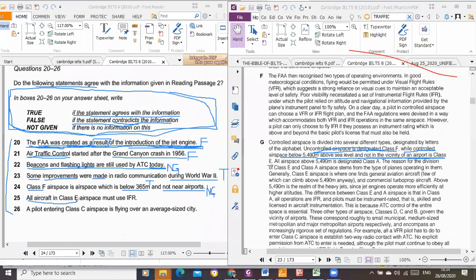So now, all aircraft in Class E airspace must use IFR. So let's look at Class E. They first mention it here. Now, the reason for the division of Class E and Class A airspace. I wish I could turn this paragraph G into a table for you, but because of time. The control airspace was further subdivided into Class E and A, because it's based on the operation and type of planes operating in them. So Class E airspace is where one finds general aviation aircraft, which can climb, and so on.